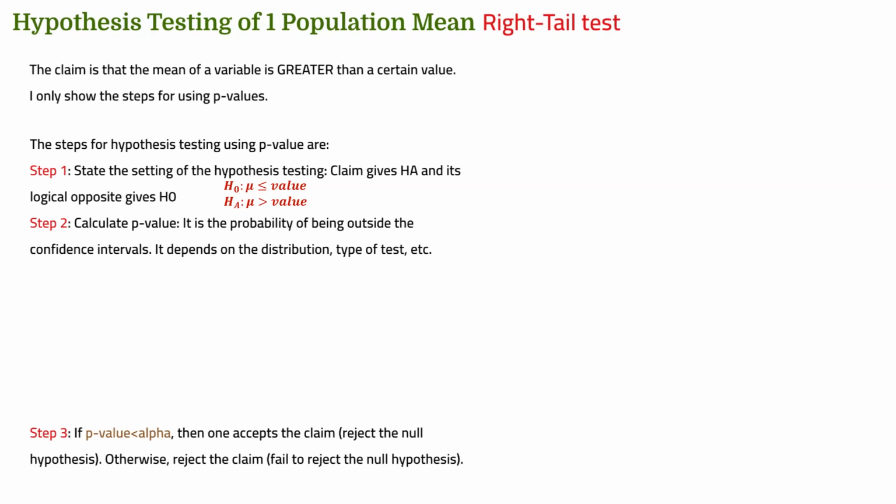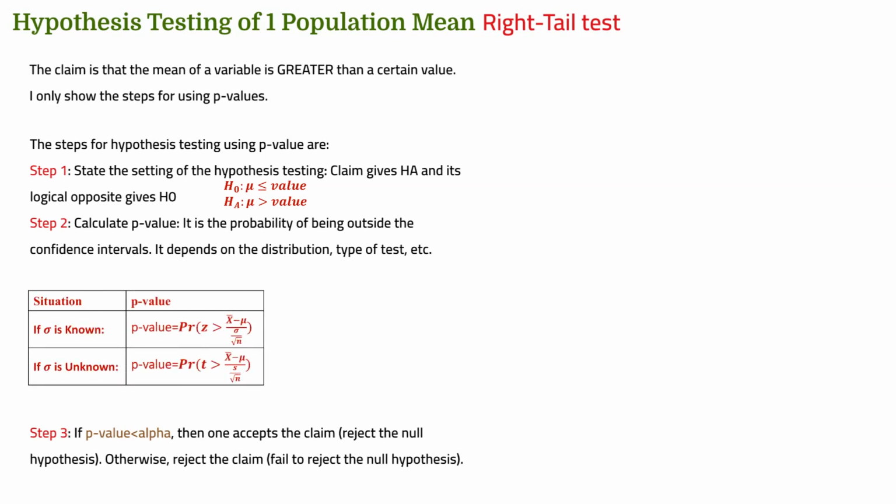Hypothesis testing of one population mean, now right tail test. The claim is that the mean of a variable is greater than a certain value. I only show the steps for using p-values here. These are the steps. Step 1, the setting HA: mu greater than a certain value, exactly as the claim says. That's why it is right tail, and H0: mu less than or equal to a certain value. For calculating p-value, it will be z greater, like HA, that is mu greater. Here it is z greater than x bar minus mu over sigma over square root of n.